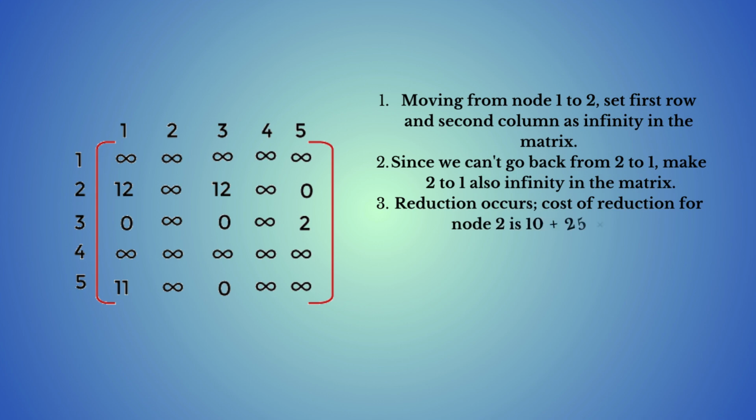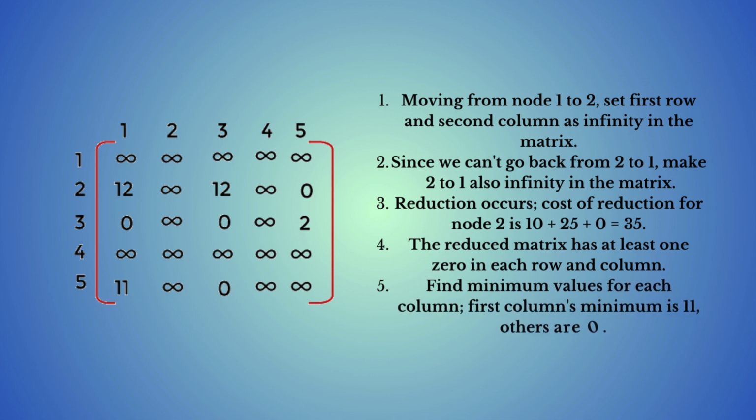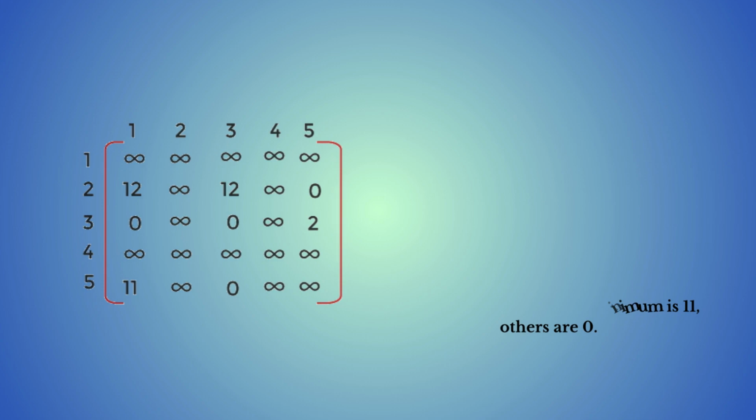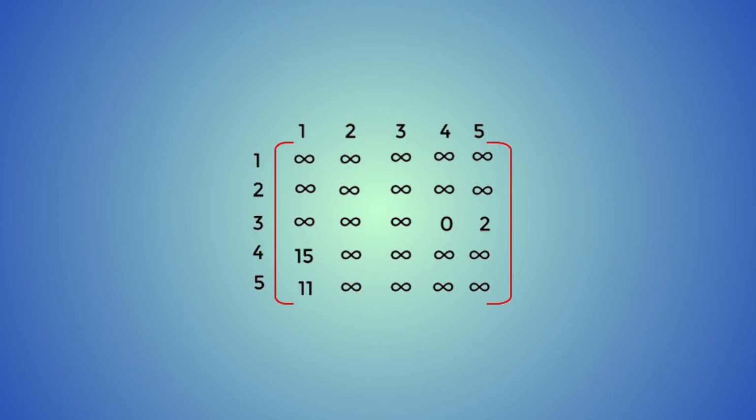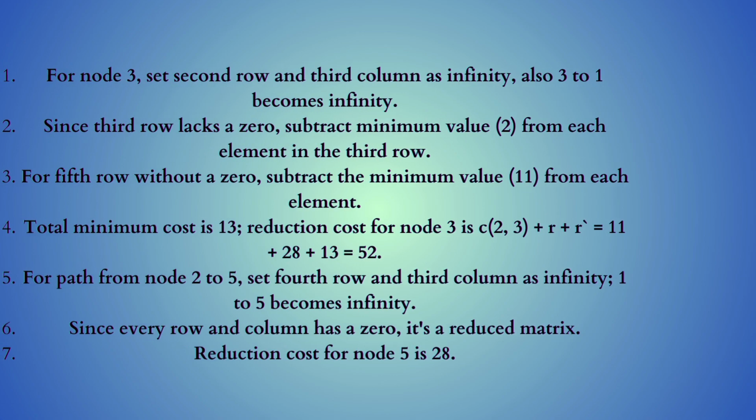This reduction gives a cost of 35, T1,2 RR 10, 25, 0. Next, we find minimum values in each column, 11 for the first column and 0 for the others. Adjustments were made in the matrix, and a reduction cost was determined. This procedure continued for node 3 and node 5, each time adjusting the matrix and finding minimum values.